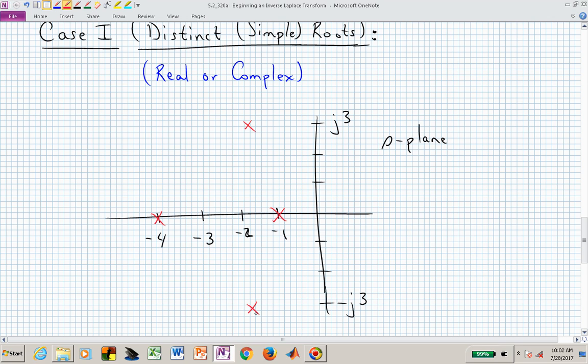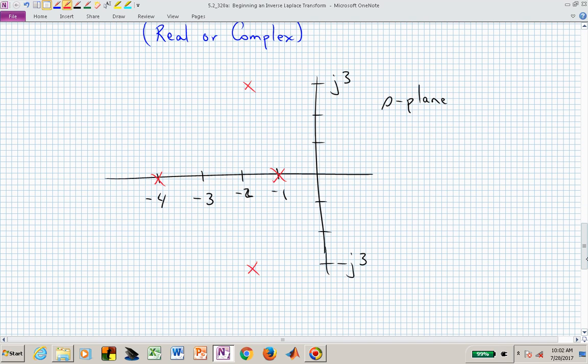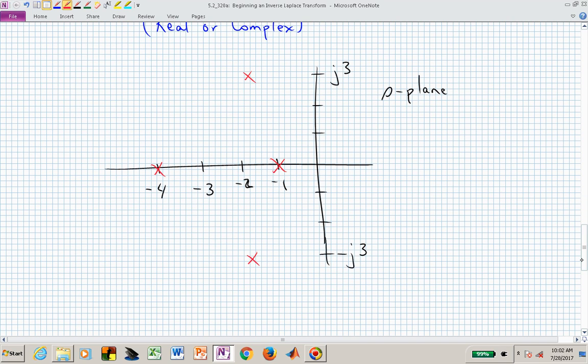And the reason we have complex conjugate poles is that gives us then real coefficients in our transform expression. We aren't going to be working with transforms that have complex coefficients. So in that sense, we will be having roots appearing in complex conjugate pairs.